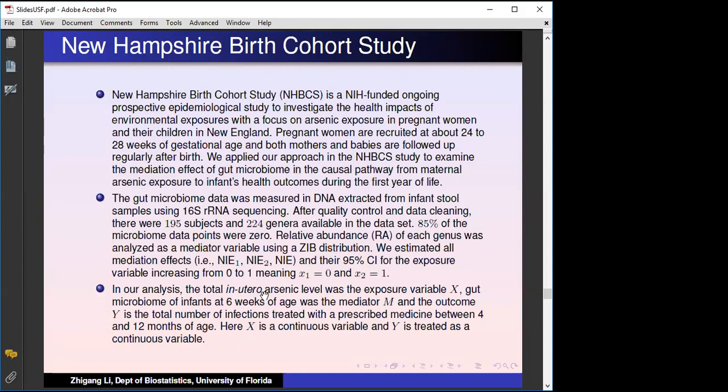So in the analysis, the exposure variable is the in utero arsenic level. The mediator variable is the microbiome collected at 6 weeks of age for the infant. And the outcome, Y, is the total number of infections treated with a prescribed medicine between month 4 and month 12, in the first 12 months of age. Y is actually a count, but we treat Y just as a continuous variable in the analysis.